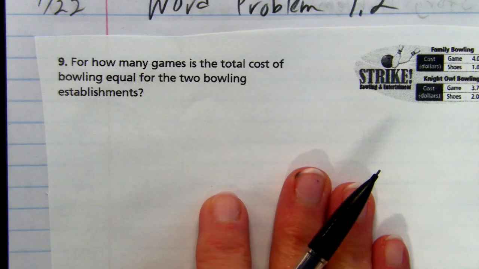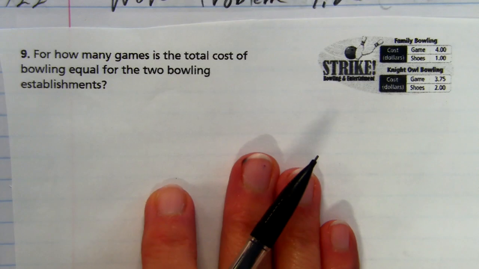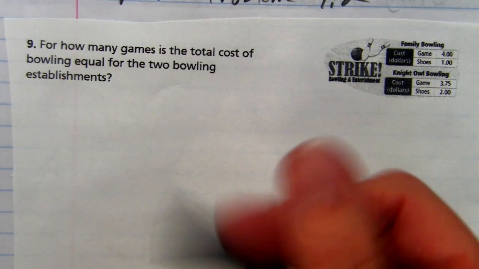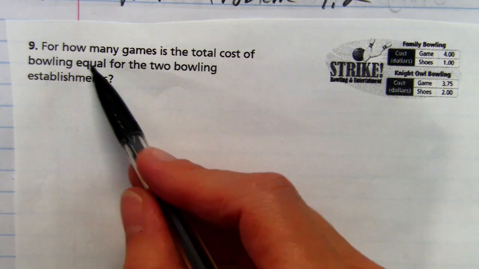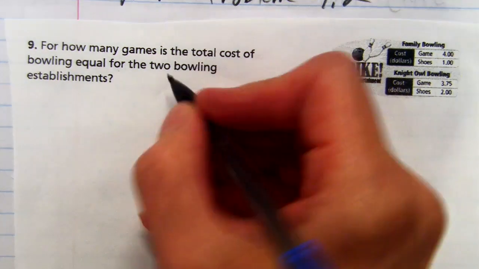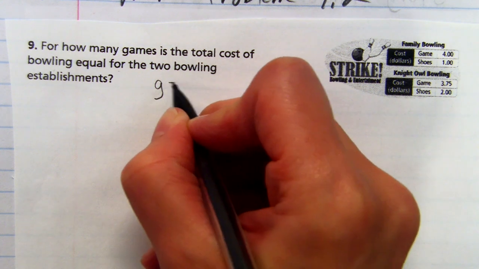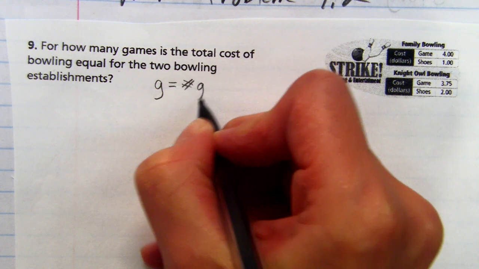Okay, there's one more. So let's take a look at this one. They're bowling. We used to go bowling a lot, actually, when I was a kid. So it says, for how many games is the total cost of bowling equal for the 2 bowling establishments? You don't have to use X every time. You could say G is the number of games.